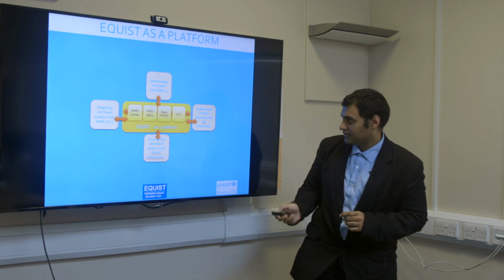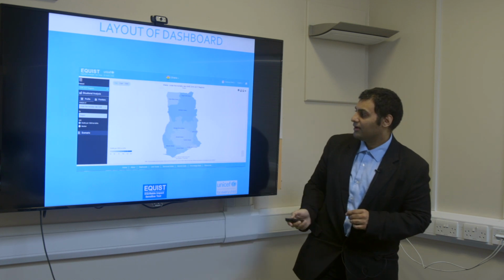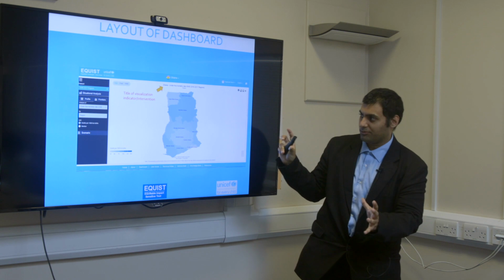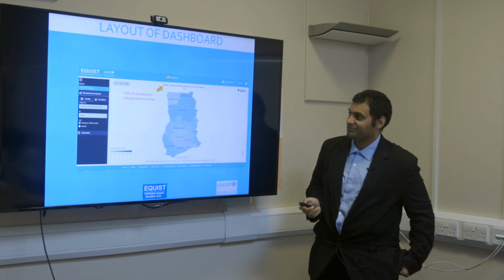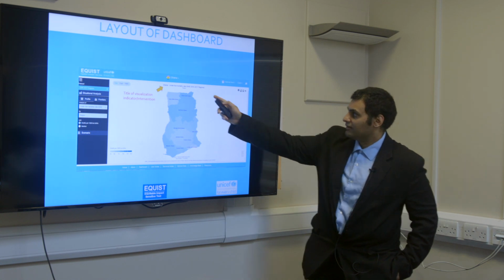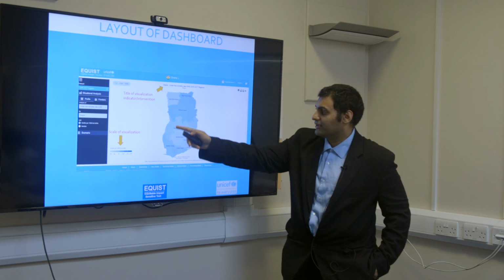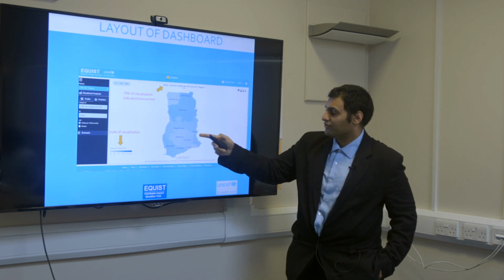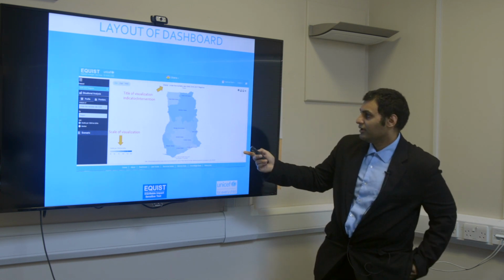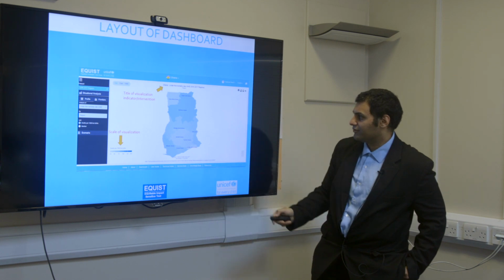And let's see, here is the main dashboard of EQUIST. Just to point out a few key elements, we'll be going through this when you have your on-screen demonstration. You have mainly the title at the top, and then a scale. What we're looking at here is Ghana, and it's under 5 mortality for Ghana, and this is by region. So here you can get an overview of what mortality looks like in the country.